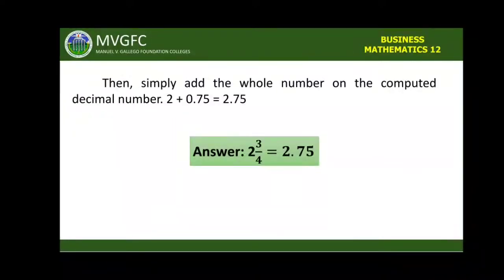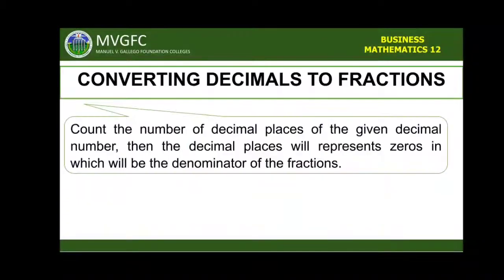So we can simply add the whole number to the computed decimal number. So we have 2 plus 0.75 is equal to 2.75 or 2 and 75 hundredths. In that case, our final answer is that 2 3/4 is equal to 2 and 75 hundredths. Let us now move into converting decimals to fractions.